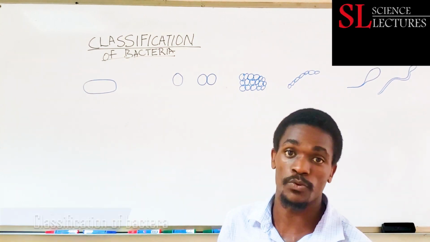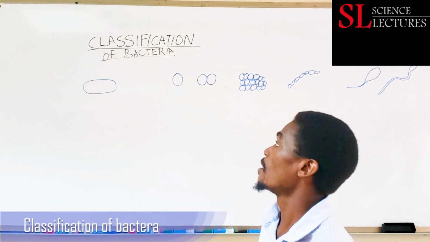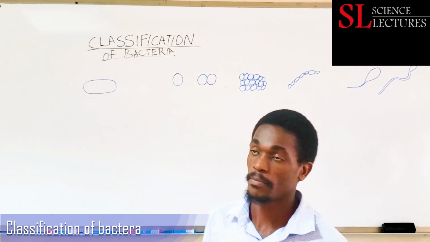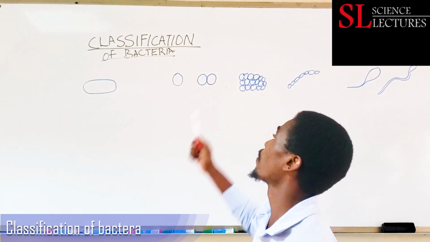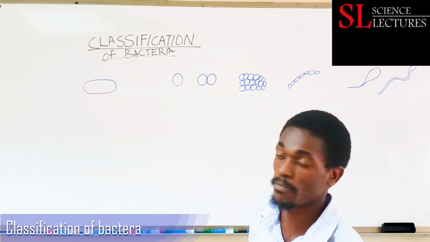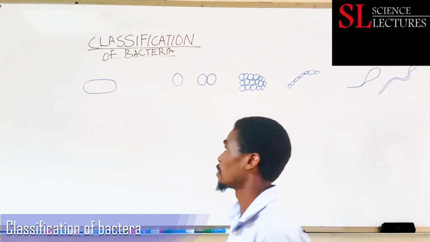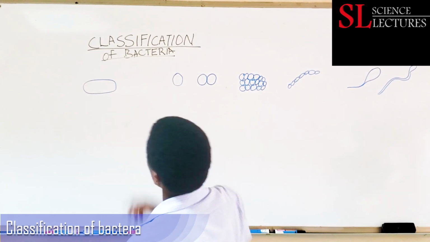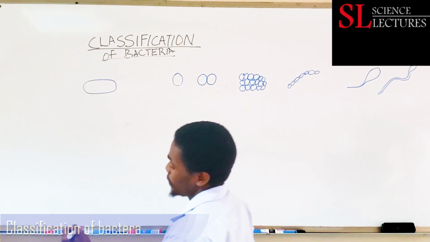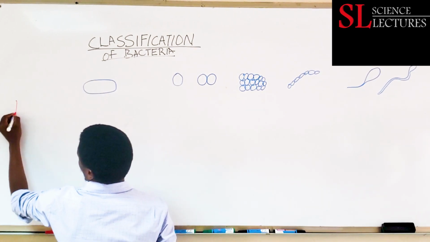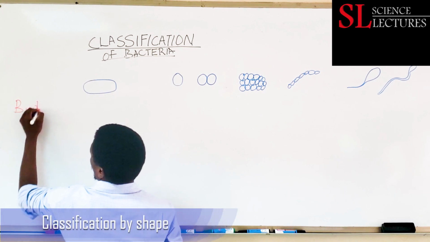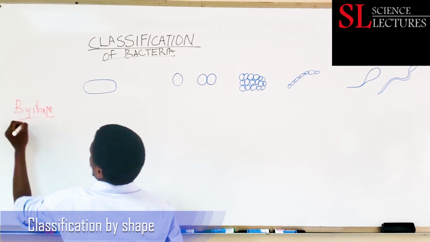So we are still continuing with our series on Monera, where we have bacteria, and we are looking at bacteria. Today we are going to look at the classification of bacteria, the different methods we can use to classify them. We are going to start with classification by shape.